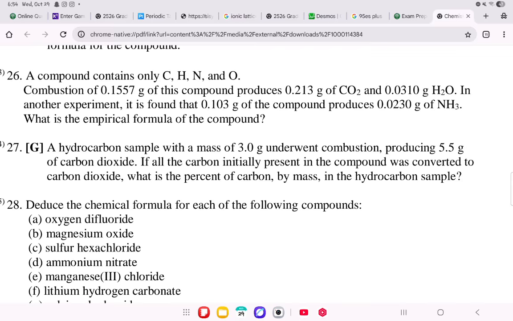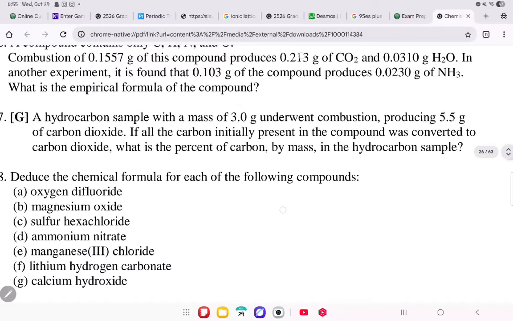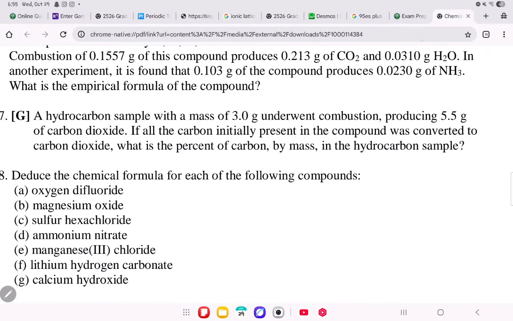So look what we're gonna need to do. I'm gonna zoom in a bit so I can take as much space as possible. The first thing we will need to do is find the number of moles of carbon, hydrogen, and nitrogen. We start with the number of moles of carbon. Number of moles of carbon is the same as the number of moles of CO2. Why? Because we have one carbon here and one carbon here.